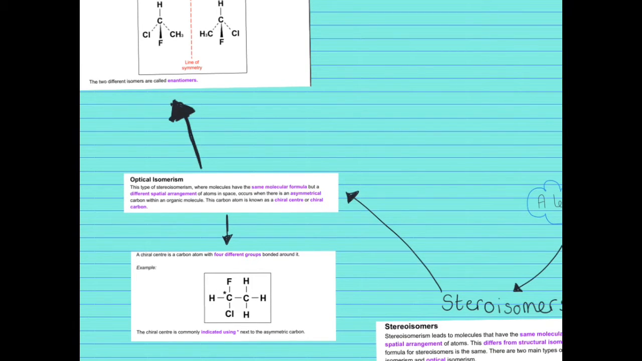Okay, so with these types of isomers, normally you have 2 isomers and they're mirror images of each other. So if I was to place a mirror along here, they would be mirror images of each other, essentially a flip of each other in a mirror. These 2 different isomers are called enantiomers. So enantiomers are 2 different isomers of the same compound.